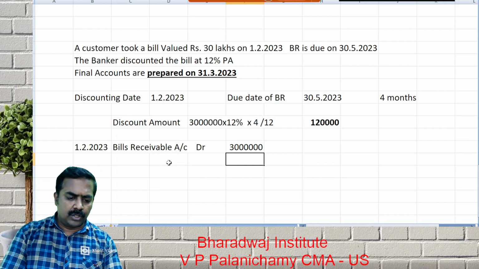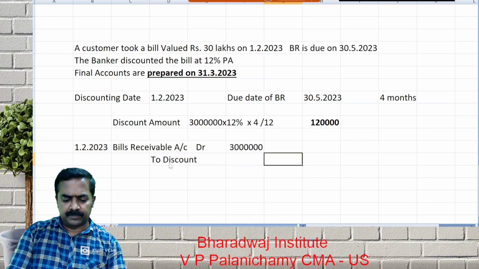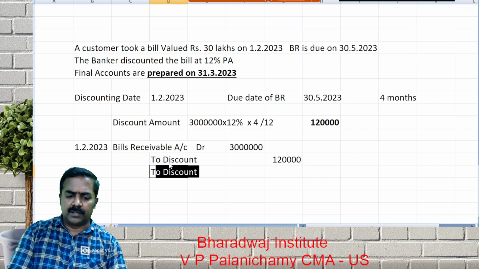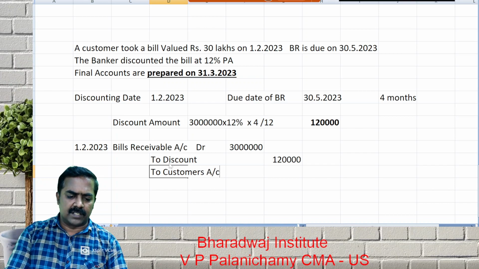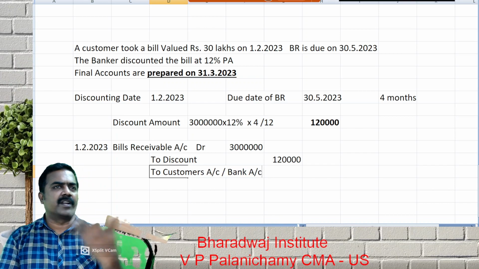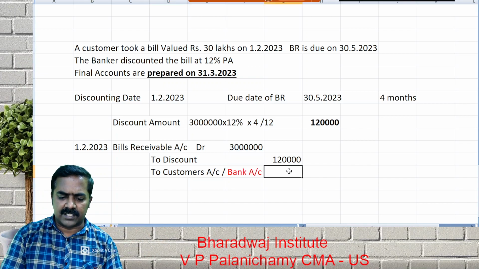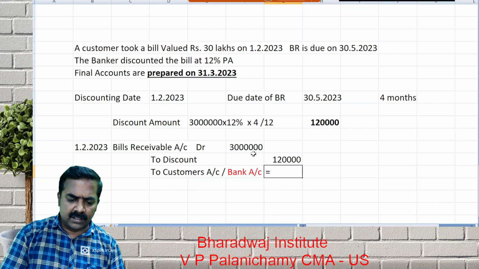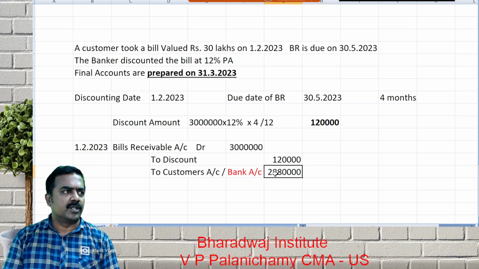Okay. 2. Discount. What is the discount income? 1,20,000 to customer's account. To which account? We would have credited the customer's account, or we can put it in the bank account. If there are other banks, which account would we put it in? They would have put it in the bank account. How much would they have credited to the customer account? 30 lakhs bill. After adjusting which one? Discount, they would have credited how much? 28,80,000.